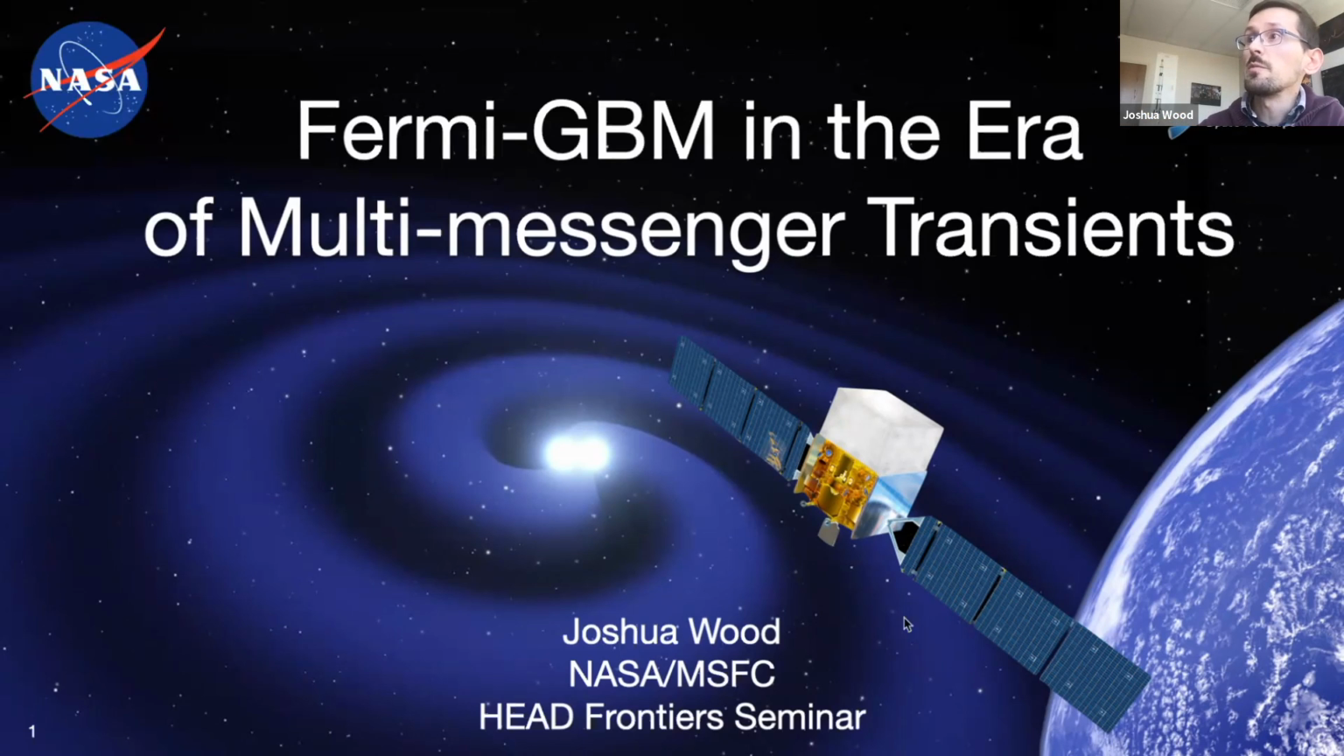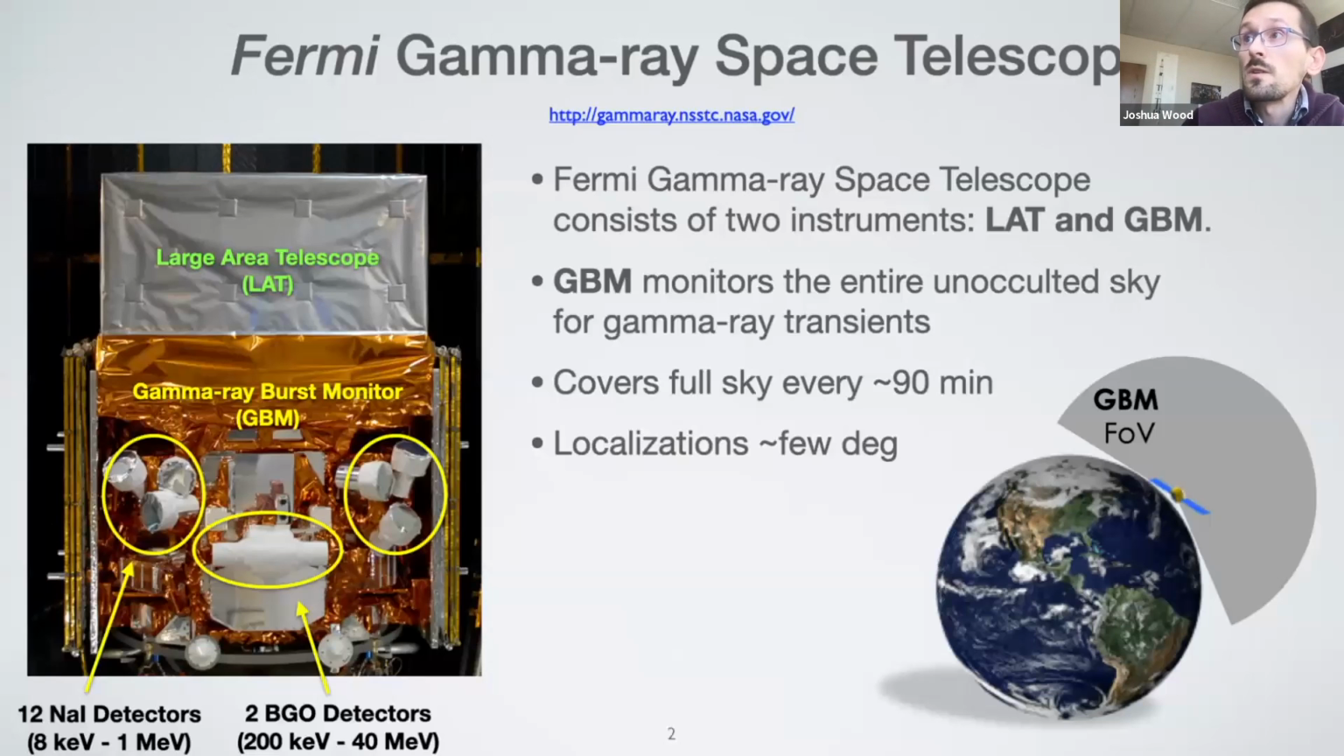So I'm going to talk about Fermi-GBM in the era of multi-messenger transients. And I want to start by just briefly introducing what Fermi-GBM is, which is an instrument on board the Fermi Gamma Ray Space Telescope, which actually consists of two instruments shown on the left of this slide here. There's the Large Area Telescope on top, and then below that there's the Gamma Ray Burst Monitor, or GBM, which is the instrument that we'll be talking about today, which consists of 12 sodium iodide detectors sensitive to gamma ray photons from 8 keV to 1 MeV, and 2 BGO detectors sensitive to gamma ray photons from 200 keV to 40 MeV.